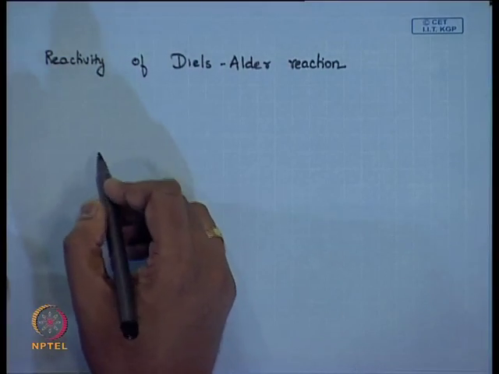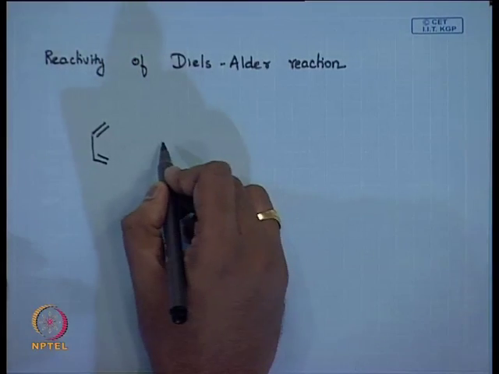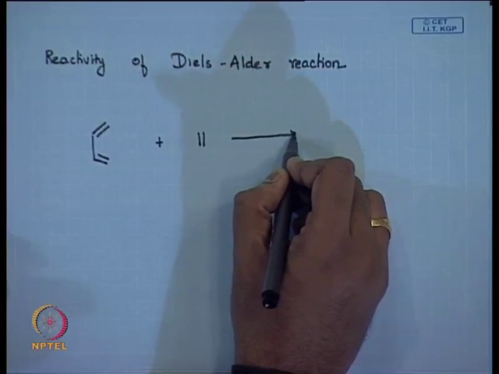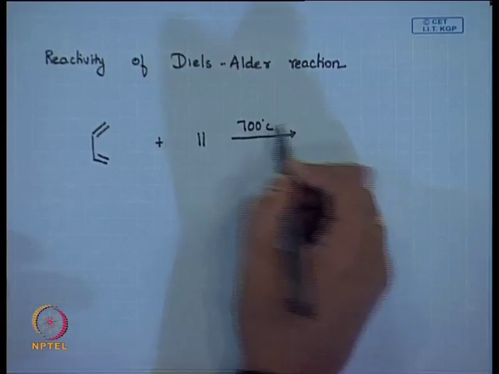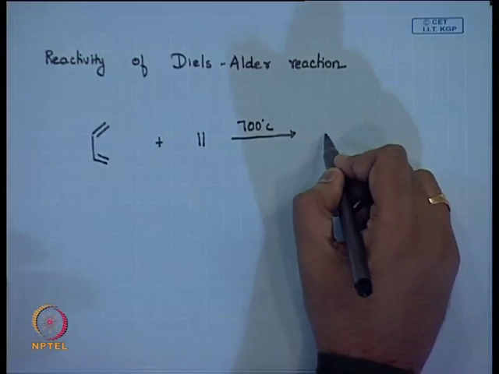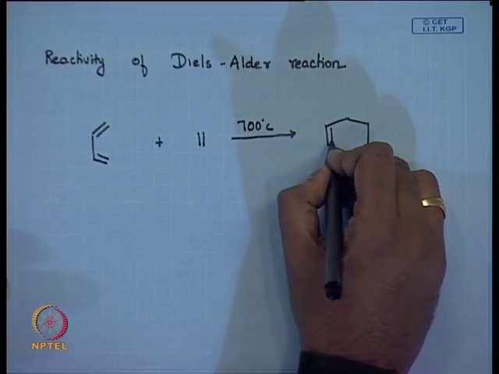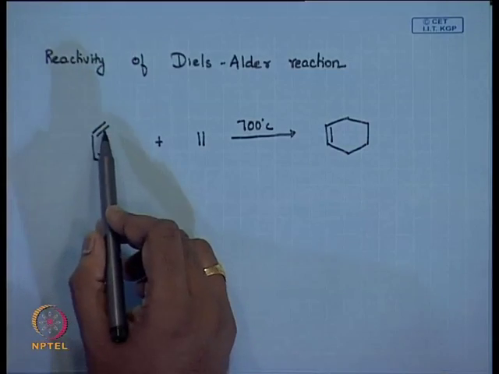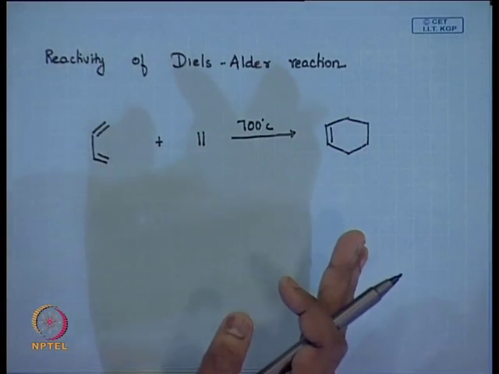For example, like I take a butadiene with an alkene, okay, and do this reaction. Normally it takes 700 degrees Celsius to do this reaction, and you end up with your cyclohexane. So you have your butadiene with alkene, and you see it takes very high temperature, like 700 degrees Celsius, to do this reaction.